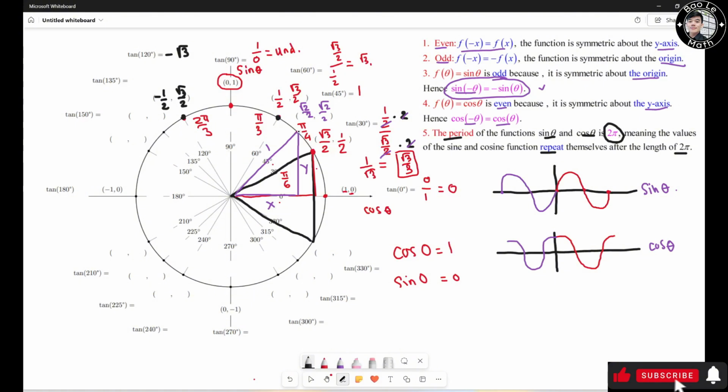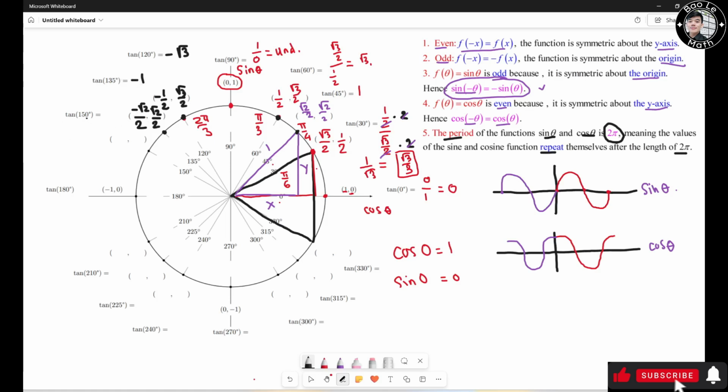Now, 135 degrees is the same thing as pi over 4 right here, right? So this guy and this guy are symmetric about the y-axis, right? So it should be negative root 2 over 2 and root 2 over 2, right? x opposite, y same, right? Now, tangent of 135 is going to be negative 1, right? This guy divided by this guy equals negative 1.